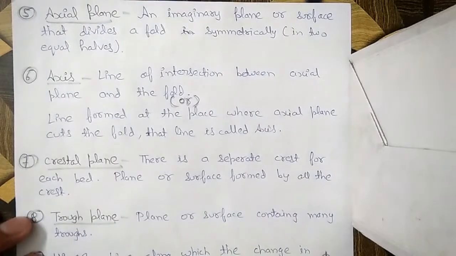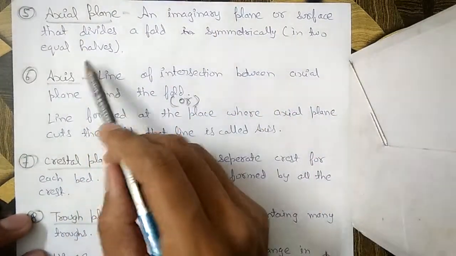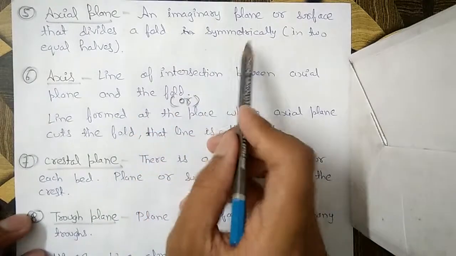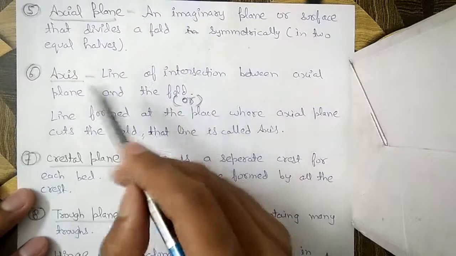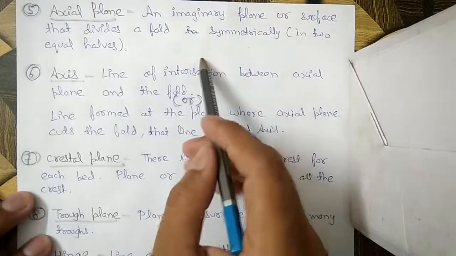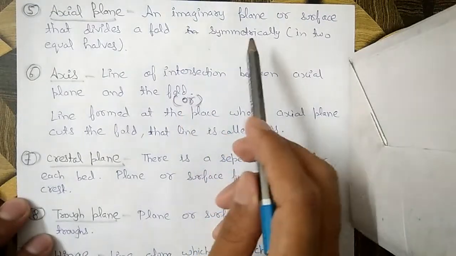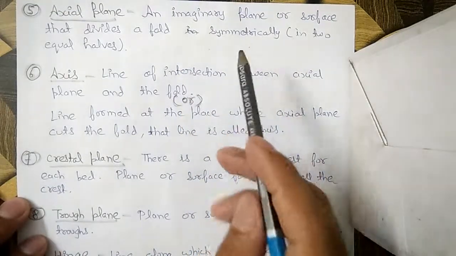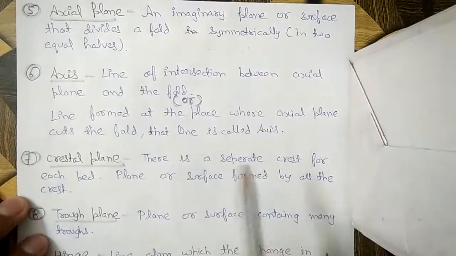What is the axial plane? Axial plane, an imaginary plane or surface that divides a fold symmetrically, is called axial plane. It is an imaginary plane. It doesn't exist in reality. It is a plane or a surface that divides the fold symmetrically. Symmetrically means in two equal parts.